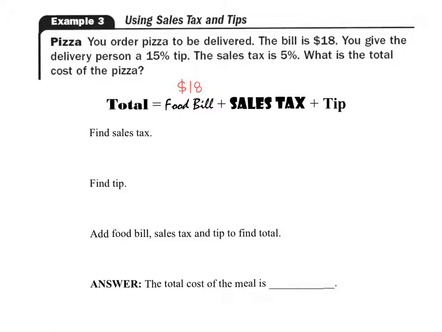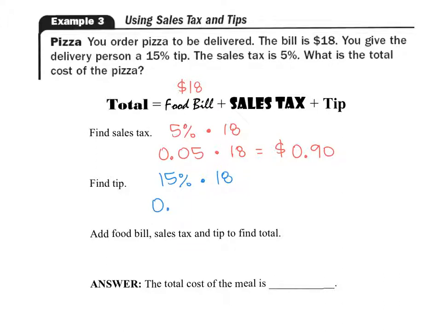We need to first find the sales tax, which is going to be 5% of $18, or 5% times 18. Again, we can't multiply by a percent. We're going to change that to 0.05 times 18 and multiply that. It is 90 cents. And again, feel free to use your calculators there. Then we're going to find the tip. That's 15% of $18, or 15% times 18. Again, we need to change this to a decimal because we can't multiply by a percent. And that's going to be $2.70.